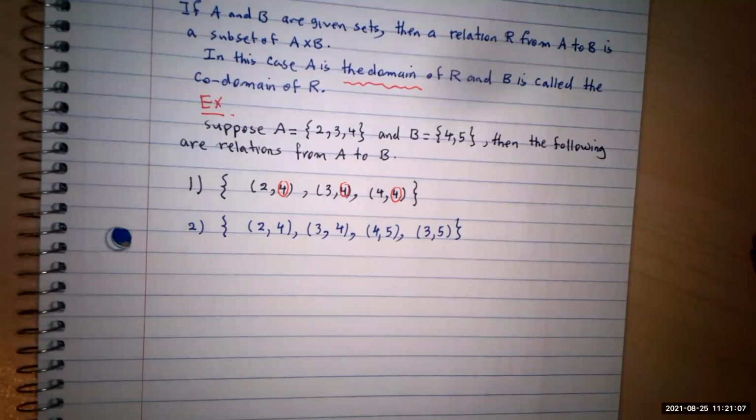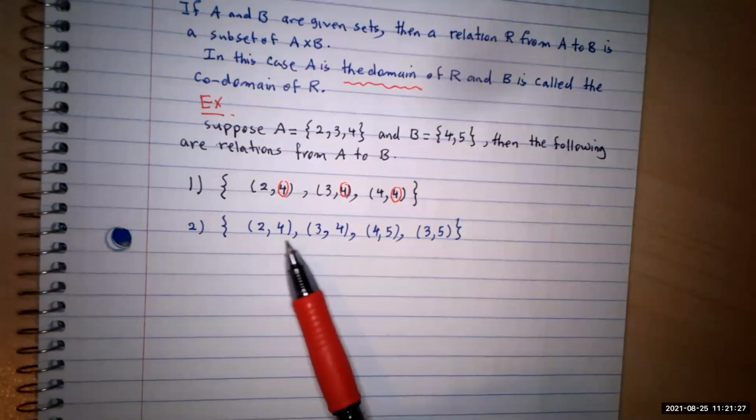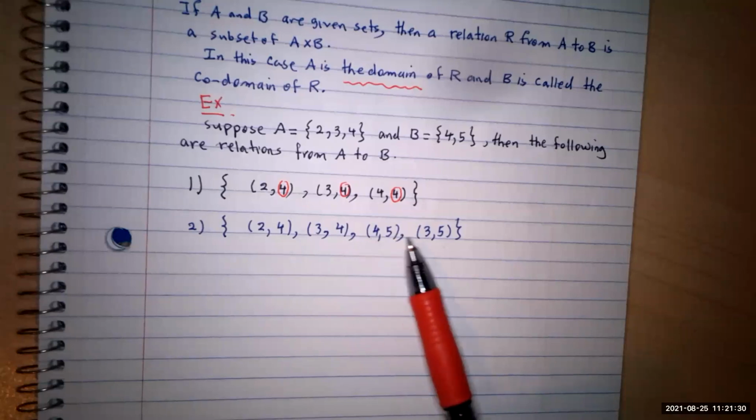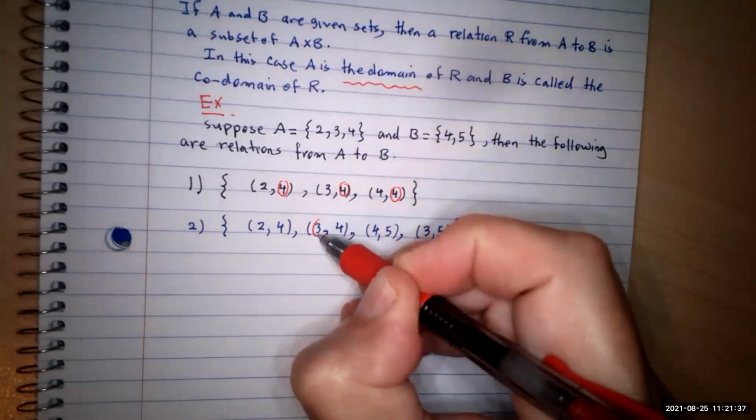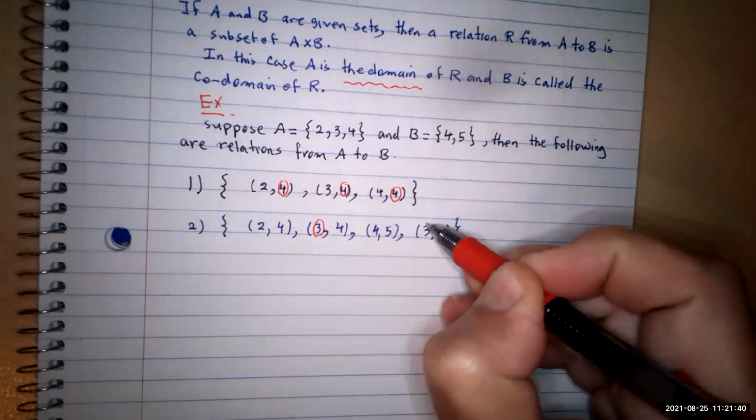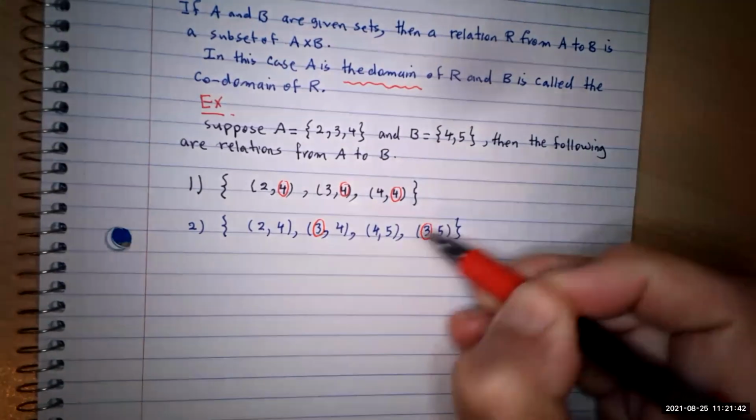Okay, let's see what is special about this one. Any suggestion? You see 2 is related to 4, that's fine. 3 is related to 4, 4 is related to 5, and 3 again is related to 5. So we get a situation where one member from A is related to 2 members of B.